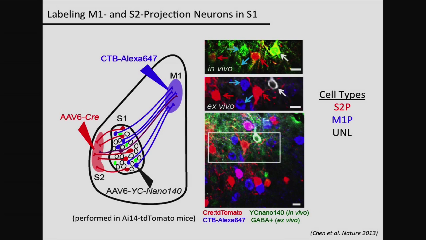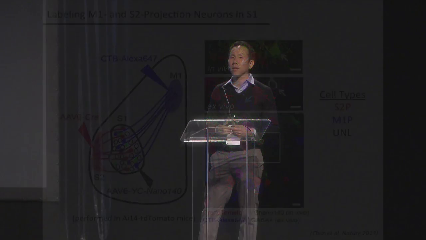So here we're performing experiments in the Ai14 line that was developed here, in which we can express tdTomato in cells when you co-express it with Cre recombinase. So we're using a viral vector, AAV6, that expresses Cre recombinase, and we can inject this into S2. And neurons whose axons from S1 project to S2 become infected, turn on Cre recombinase, and turn on tdTomato expression. From this, then, we can identify these S2 projecting neurons in vivo, and typically we identify the M1 projecting neurons in post hoc sections after our experiments are done.